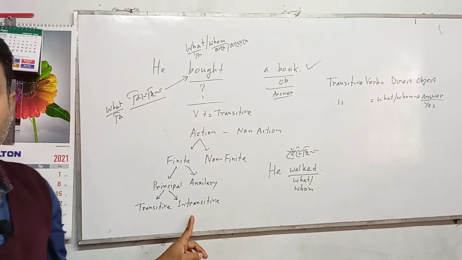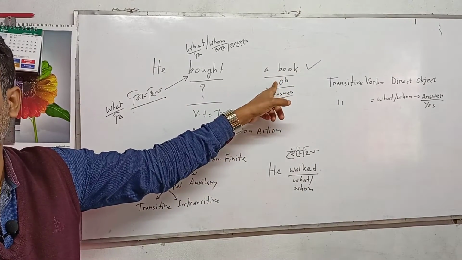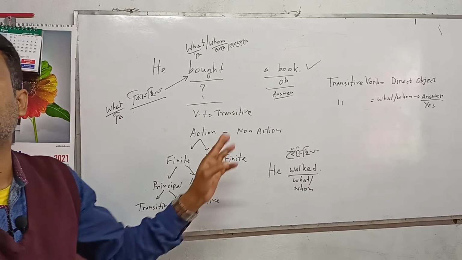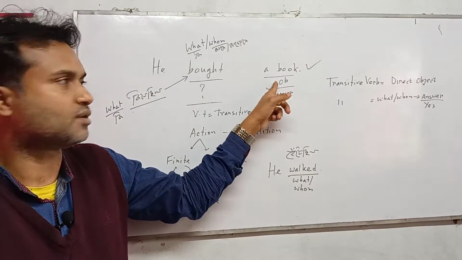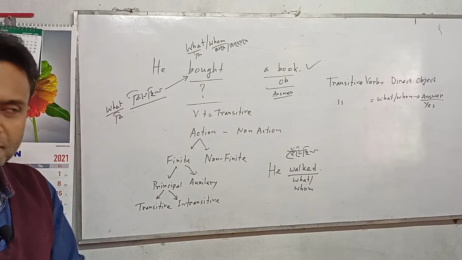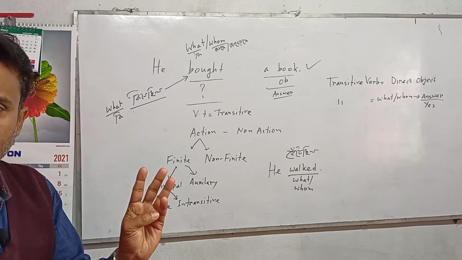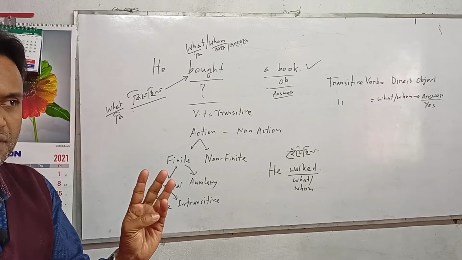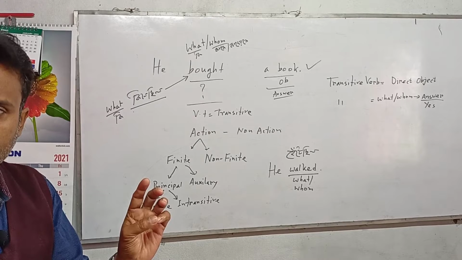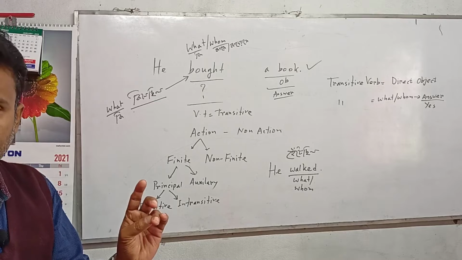Okay. And an intransitive verb does not need a direct object. Okay, tell me. Intransitive verb doesn't need an object. Again, tell. Intransitive, 5 times. Intransitive.